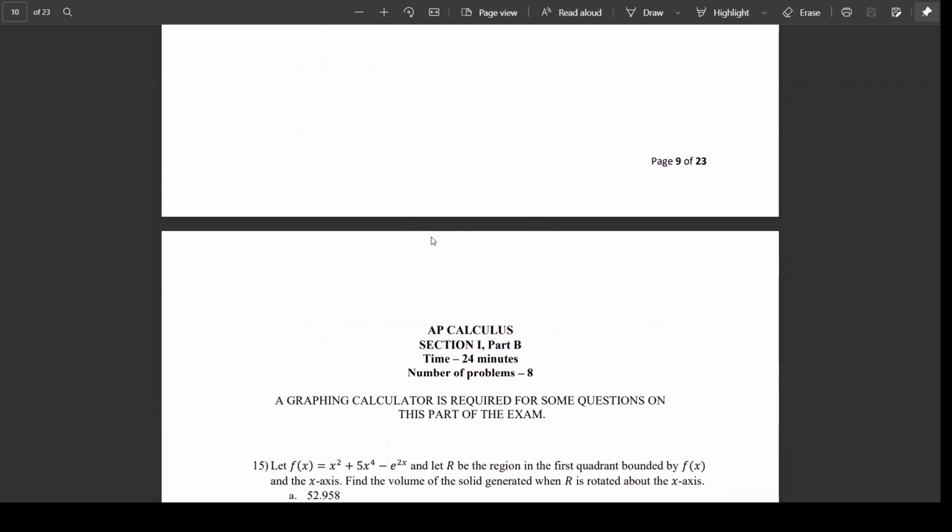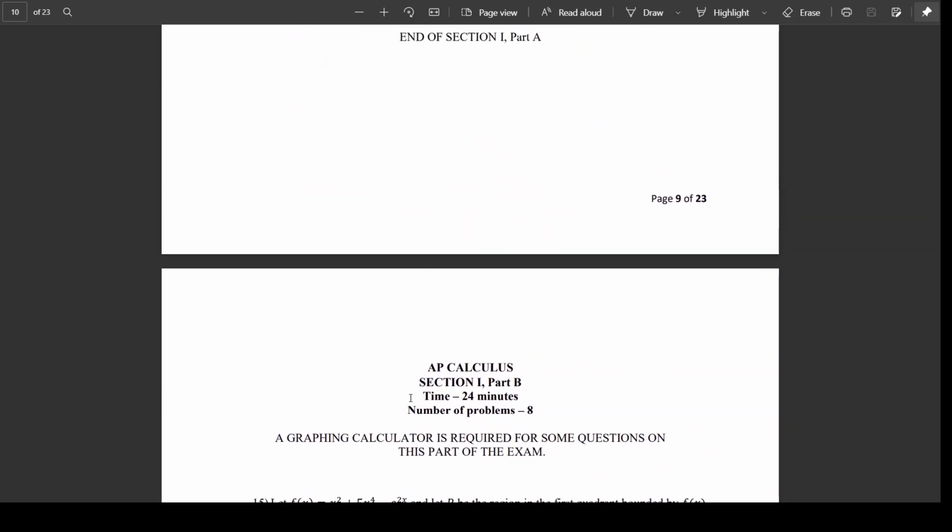And if we look at the timing here, we have 24 minutes for 8 questions. So it's a little bit more time per question than the first section, and that's likely because the calculator adds some extra work that you have to do to get the answer. Section 1 part B, 3 minutes per question, and the graphing calculator is required for some questions on this part of the exam. It's not like the SAT where you could technically do everything without it. It would be really hard to do some of these questions without a calculator.